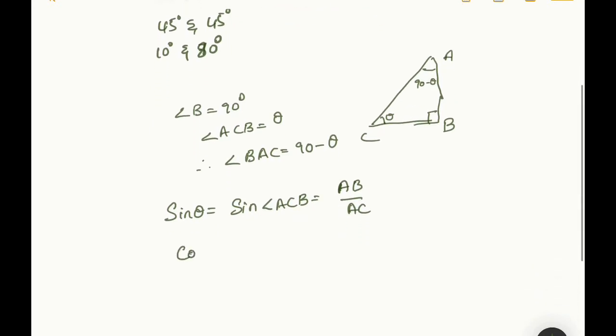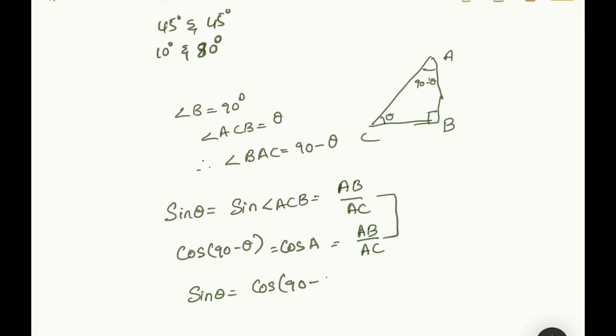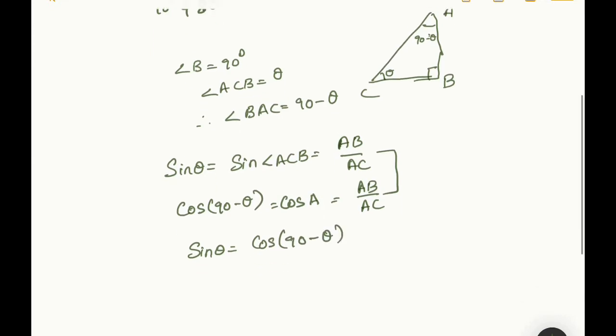So similarly, what is cos 90 minus theta? You check. Cos 90 minus theta is equal to cos of A, correct? Cos of A it is. That is equal to base over hypotenuse, AB by AC. Now we can see here these two are equal. So from this what conclusion will I get? Sin theta is equal to cos 90 minus theta.